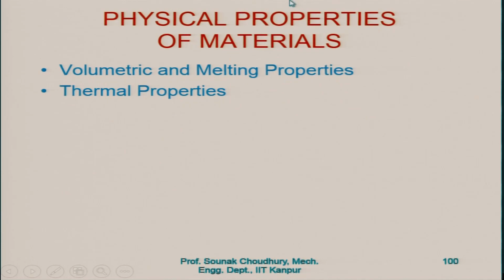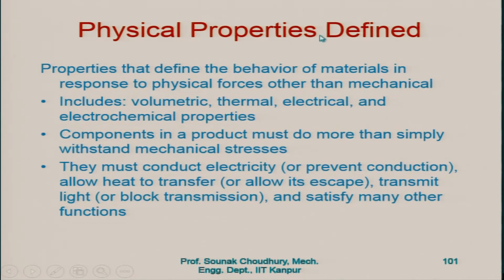Physical properties of the material, continuing: volumetric and melting properties, and thermal properties. These are the two categories in which the physical properties of materials can be considered. Physical properties define the behavior of materials in response to physical forces other than the mechanical. This includes the volumetric, thermal, electrical and electrochemical properties. All right.